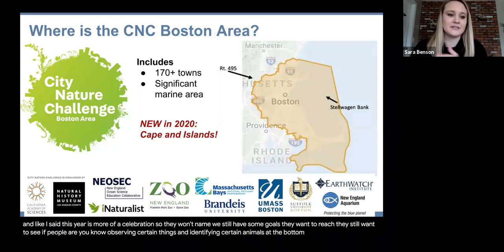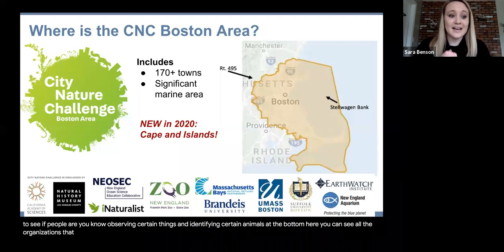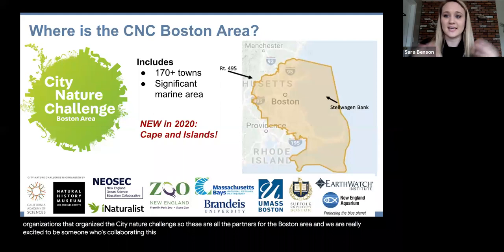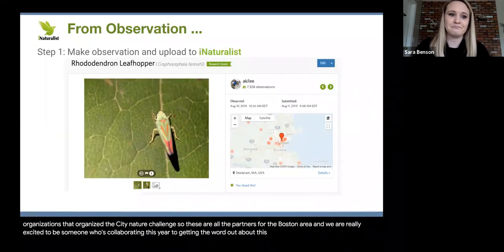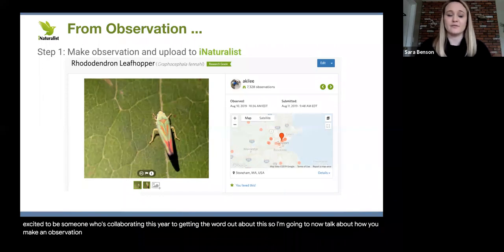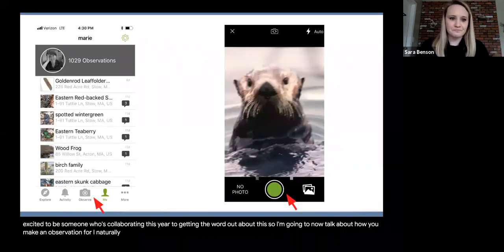At the bottom here, you can see all of the organizations that organized the City Nature Challenge. So these are all the partners for the Boston area. And we are really excited to be someone who's collaborating this year to get the word out about this. So I'm going to now talk about how you make an observation for iNaturalist.